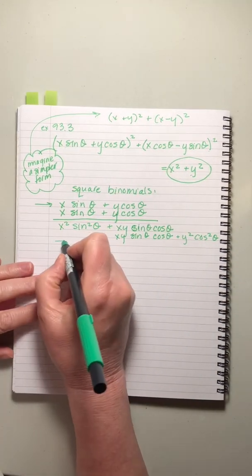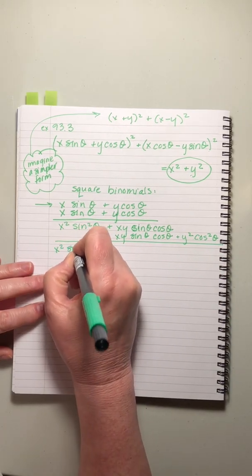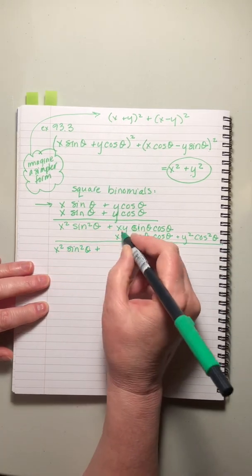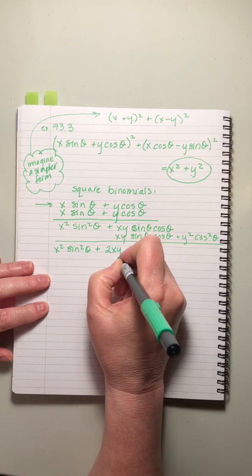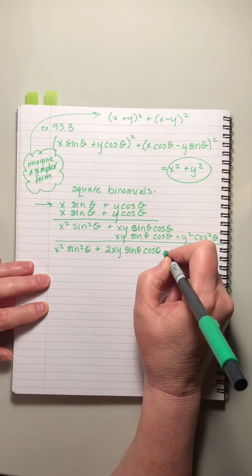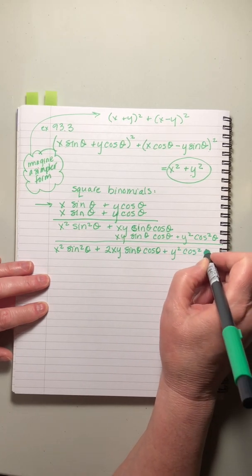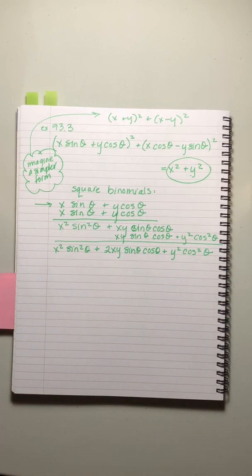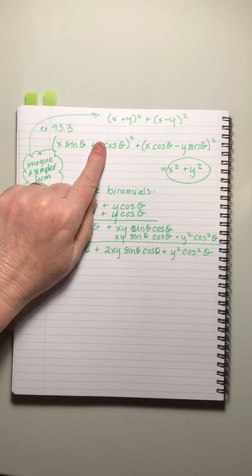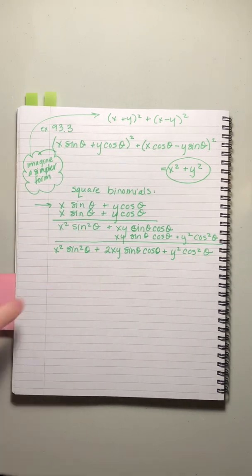Now we add all this up. This becomes 2xy sine of theta cosine of theta plus... that's squaring the first binomial, okay? So we've squared this, and this monster is what we get.